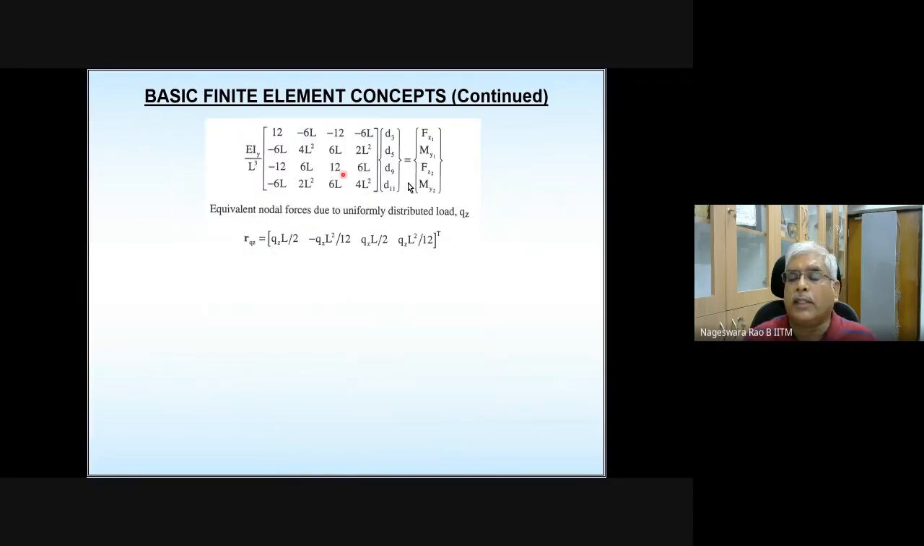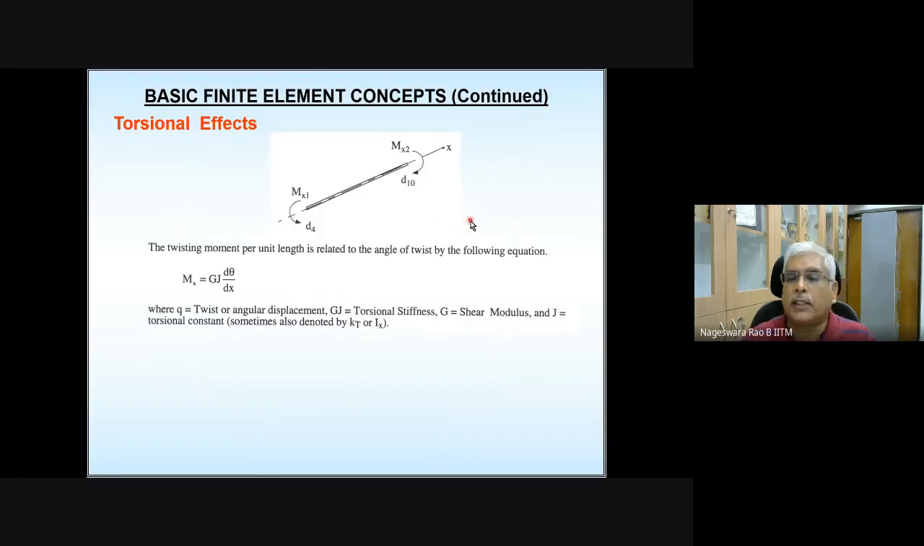So this is bending effects in the xz plane, and this is your force vector, the equivalent nodal forces due to the applied uniformly distributed load. And one more effect, torsional effect, and this is the relation. Moment, the twisting moment, is related to the angle of twist. How are they related?